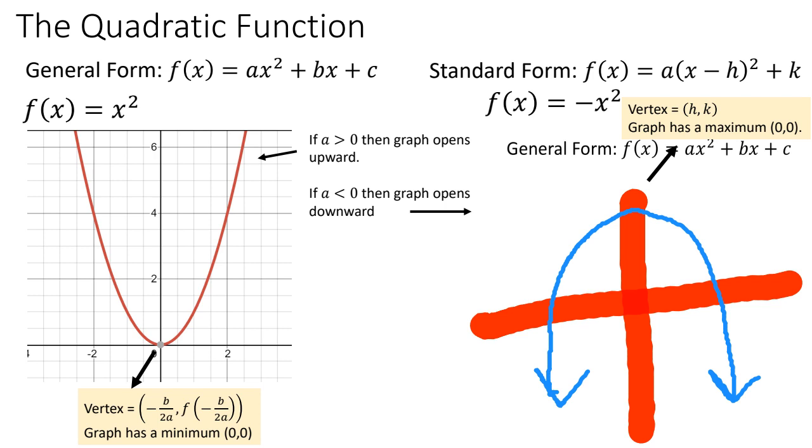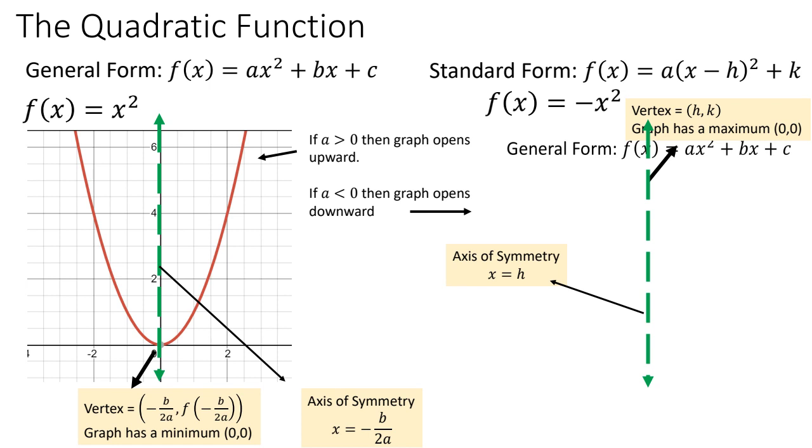Okay. So here, if the parabola is opening downward, that means that a is going to be less than 0. And this point here is our vertex, which is going to be represented by h and k. We'll talk about those in a little more detail in a second.